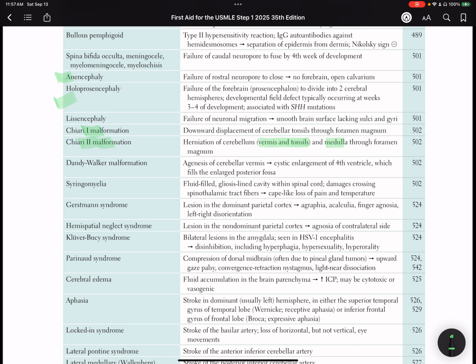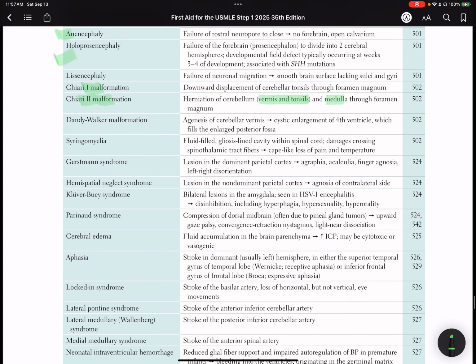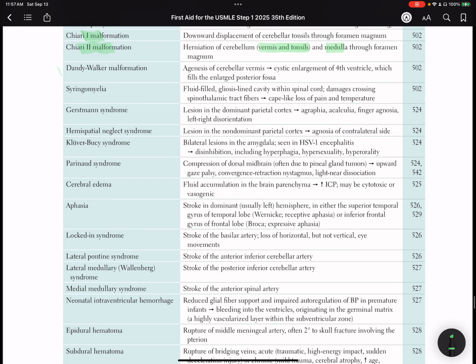What is Dandy-Walker malformation? Dandy-Walker malformation is agenesis of cerebellar vermis leading to cystic enlargement of fourth ventricle, which fills the enlarged posterior fossa. Next, what is syringomyelia?